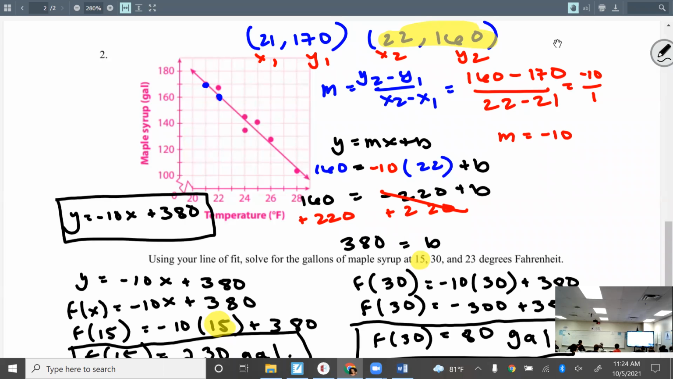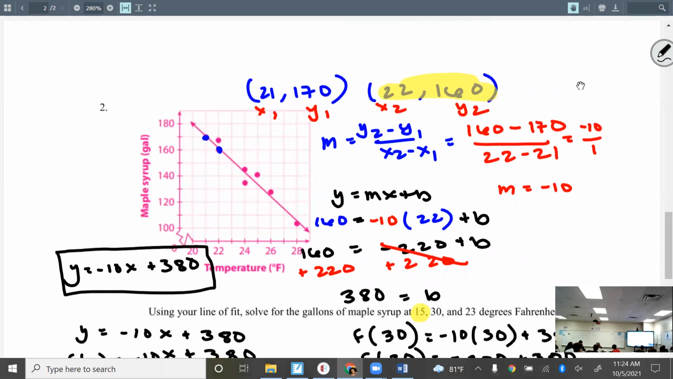So compare. You probably used different points than I did. What's another point that you could have used? 20 and 28. 20 and 180 also works. All right, we did it earlier in the different class, that point and the 21, 170, and we got the same exact answer. Normally it's off by just a little bit, but we still got the same exact answer.